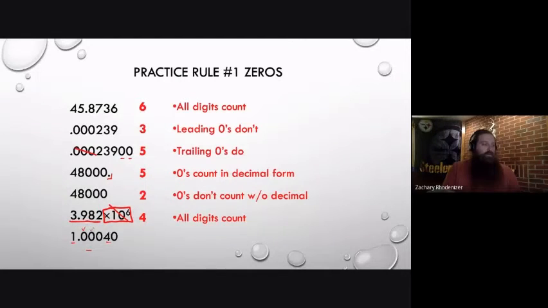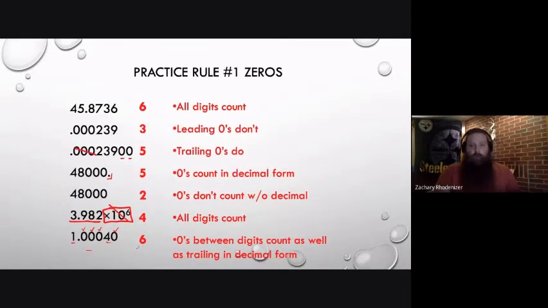So this rule would be the sandwich rule. And this 0 also counts because it's a trailing 0, which is both after a number and after the decimal, so all of them count. Okay, why do we need these? What's the point of having a sig fig rule?